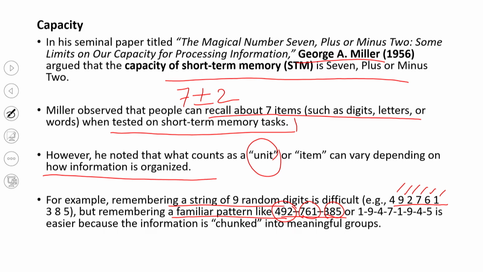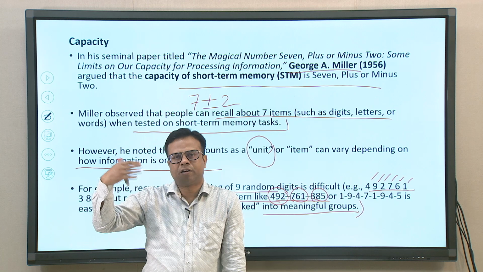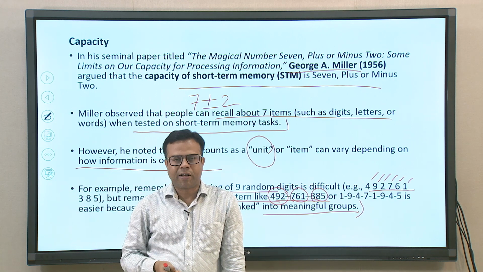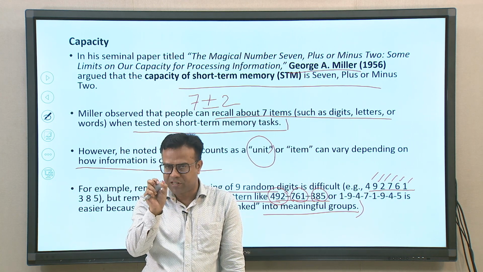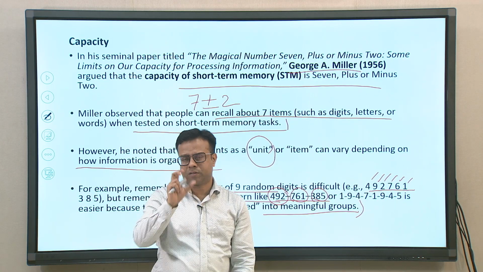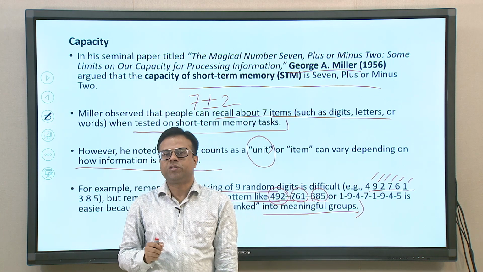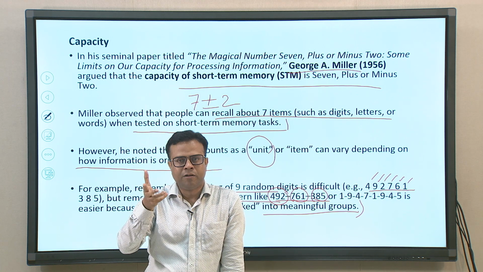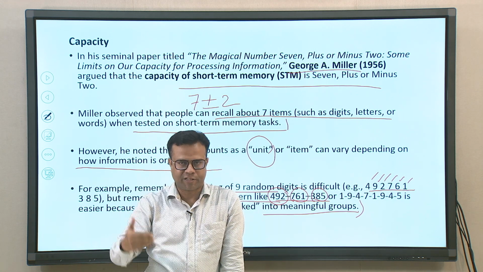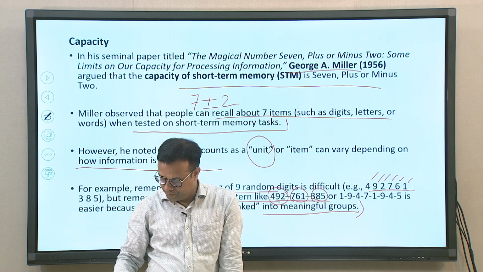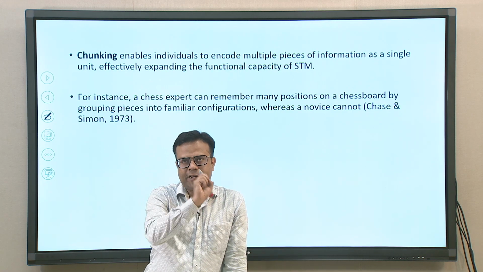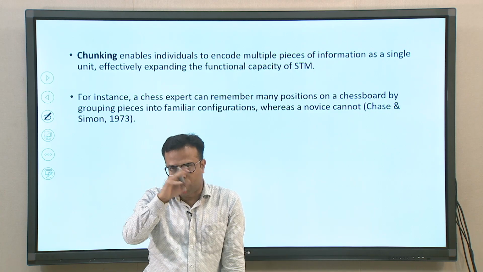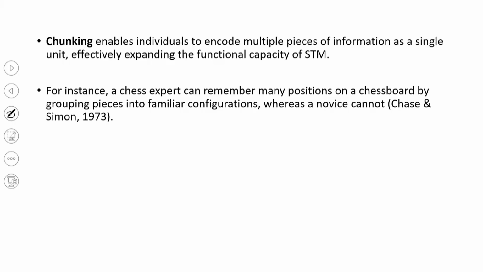It is easier because the information is chunked into meaningful groups. A lot of people remember phone numbers like this, because as the number of units increases, it is difficult to remember, and short term memory has a small capacity. So, according to this research, 7 plus minus 2 is the capacity of short term memory. We can store 5 to 9 units in short term memory for 15 to 30 seconds for further processing. This process of clustering items into certain meaningful patterns is called chunking.